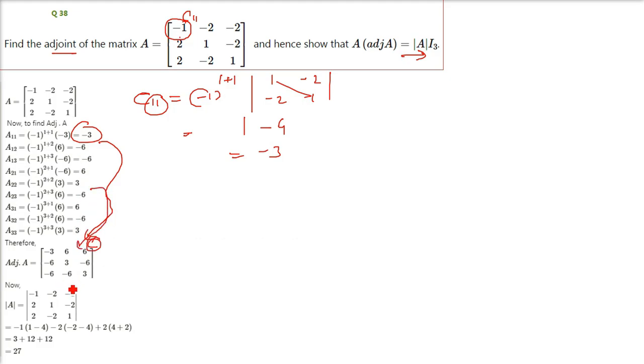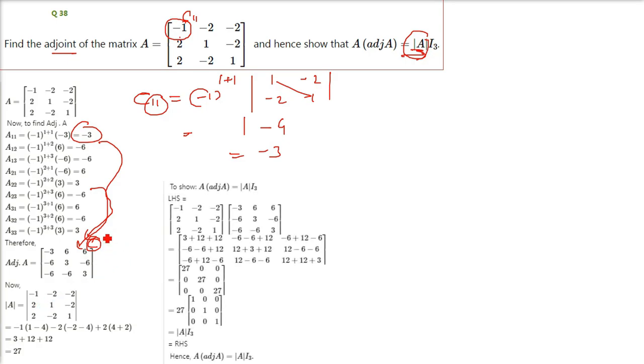Once you are done with the adjoint, the determinant also you have to compute. This is a 3 by 3 matrix, so you can easily compute it by expanding along any row or column. Once this is done, A is already there with you. You have to multiply it with adjoint A, which we have just computed, and this will be equal to determinant of A into I3, because you see the diagonal has 27. Once you take the 27 outside, it will be the identity matrix. So this 27 is nothing but the determinant of A. You can easily say that A into adjoint A is equal to determinant of A into I3. That is your final result.